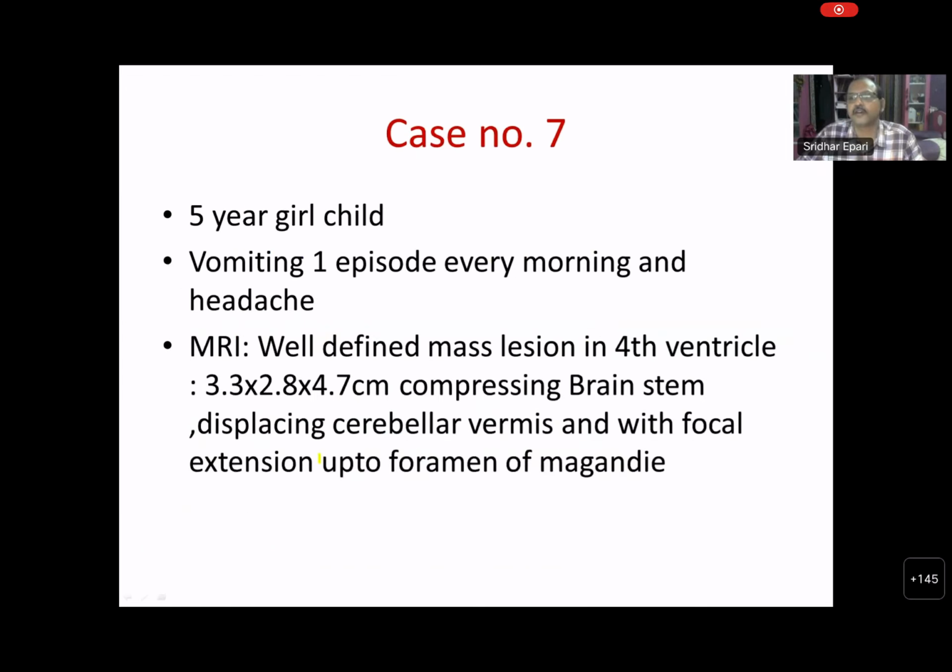We'll see another case of posterior fossa ependymoma. Can this other person tell this case? This is a 5-year-old girl child presenting with vomiting, one episode every morning, and headache. MRI shows a well-defined mass lesion in the fourth ventricle, measuring 3.3 x 2.8 x 4.7, compressing the brainstem, displacing the cerebellar vermis, with focal extension up to the foramen of Magendie. So it's a posterior fossa mass in a 5-year-old child. Okay, so what is it?